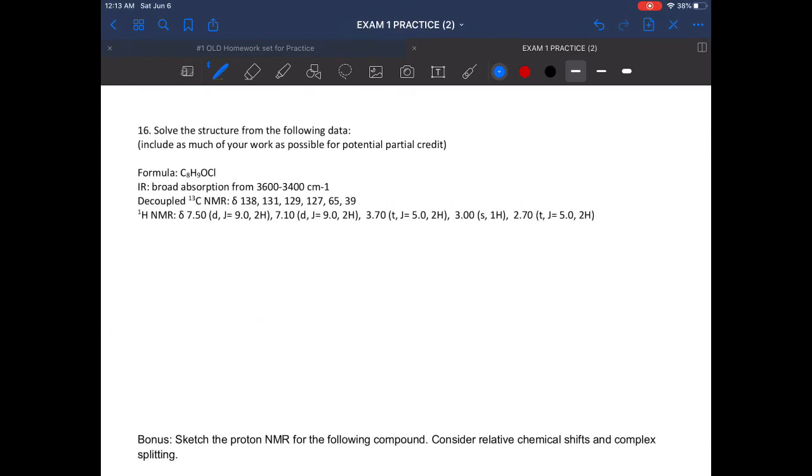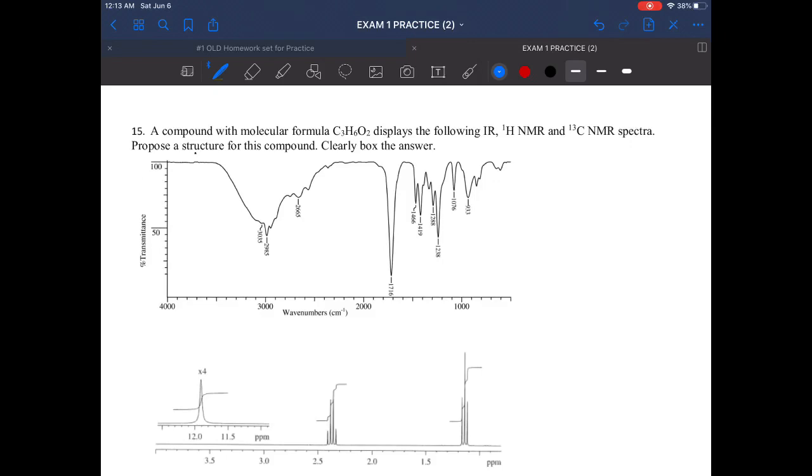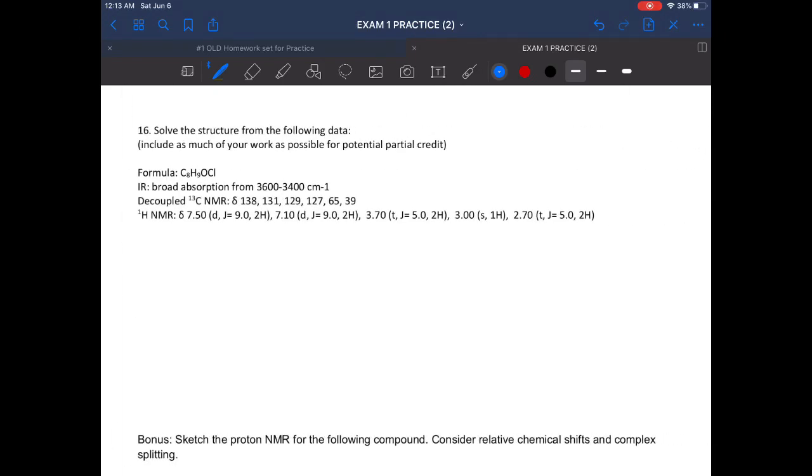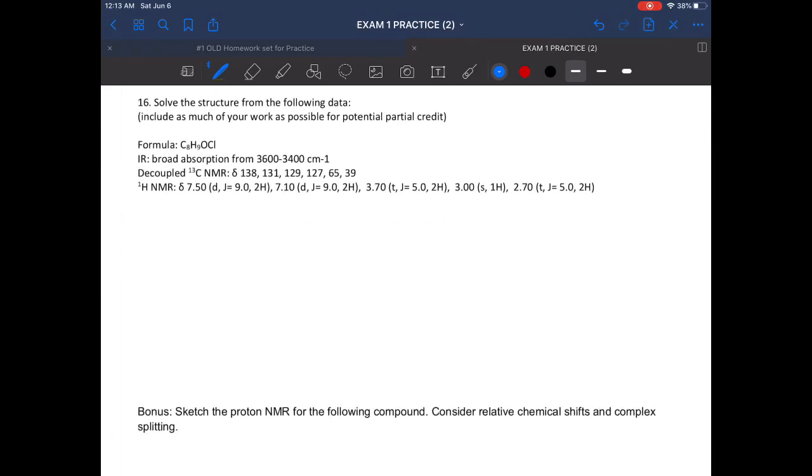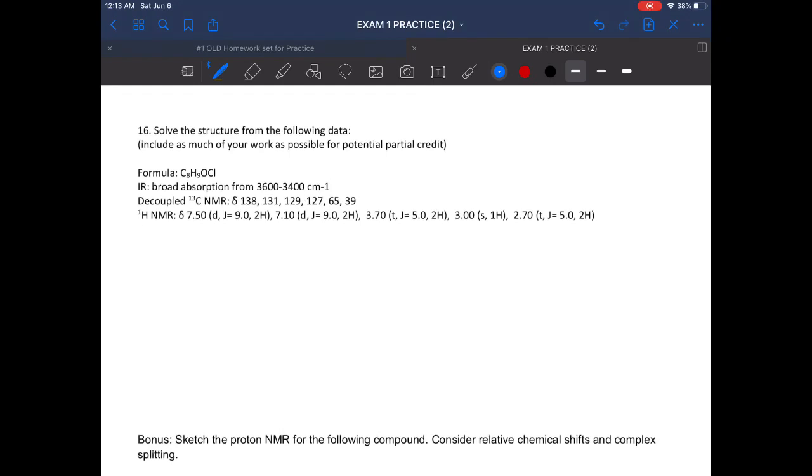I also wanted, so there will be a solution for problem 15 up on eCampus, but I wanted to solve a problem where you don't have the pictures to look at, because this is another way you might be presented with NMR data. So I've got IR and NMR data here. I've also got carbon NMR.